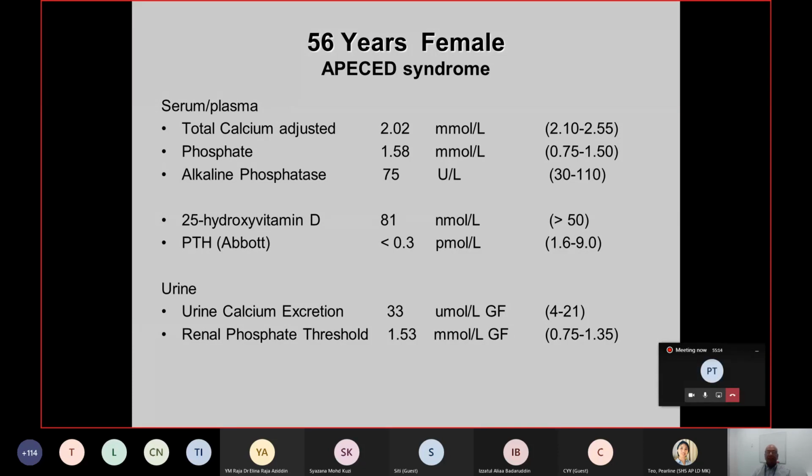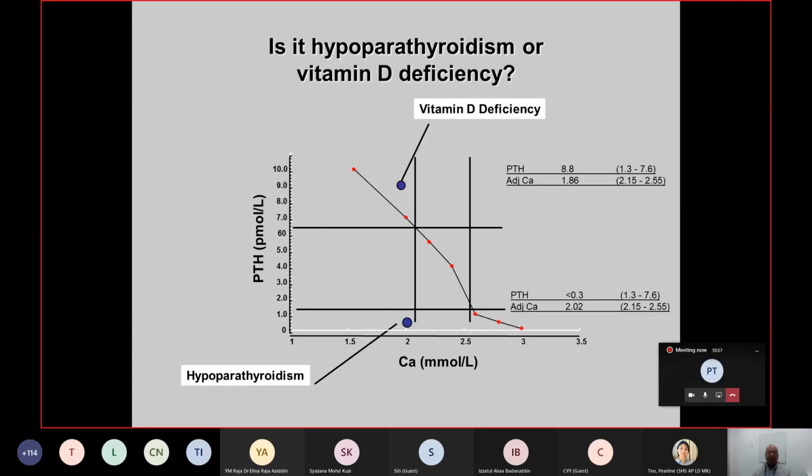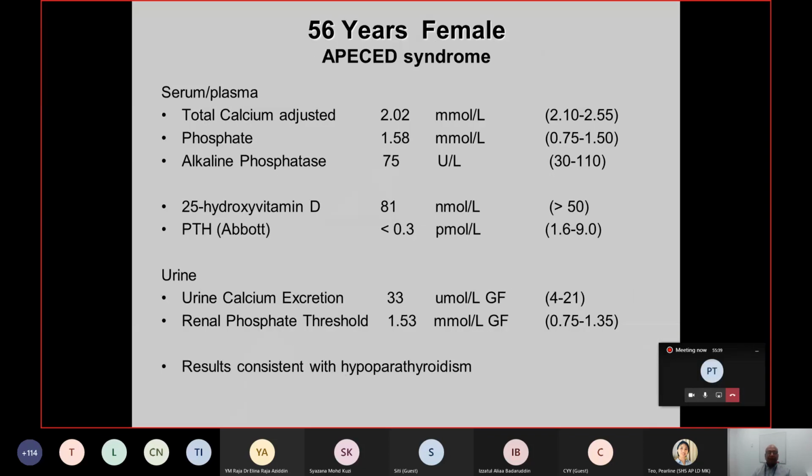That's why there is hyperphosphatemia. So I'll come back to this graph. When the calcium is low, the appropriate reaction is for increased PTH secretion. If the PTH is inappropriately low, then we call it hyperparathyroidism. So in this case, it's clearly a case of hyperparathyroidism. The results are consistent with hyperparathyroidism. Low calcium, clearly low PTH, and high phosphate.